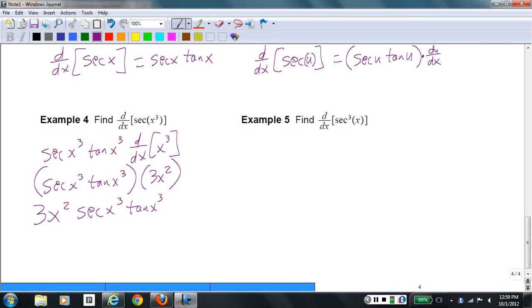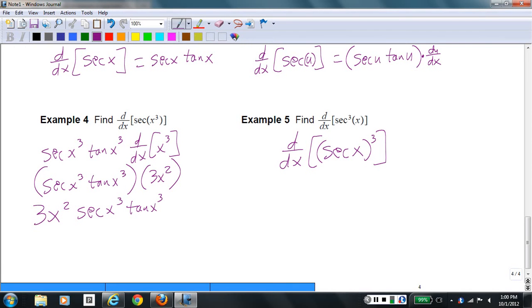Now, example 5. I'd probably be well advised to write this not using the special notation we use for exponents with trig functions, but rather to write it like this: d/dx of secant x cubed. So I haven't taken any derivatives yet, but that's what we mean when we say secant cubed x. We mean take the secant of x and then cube that. That's what that notation means.